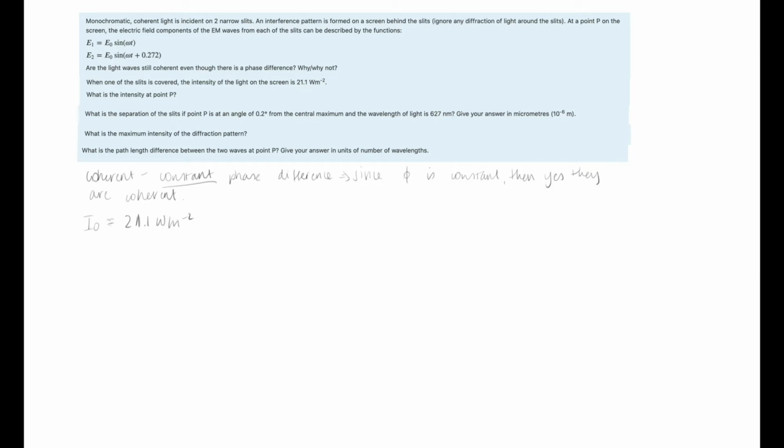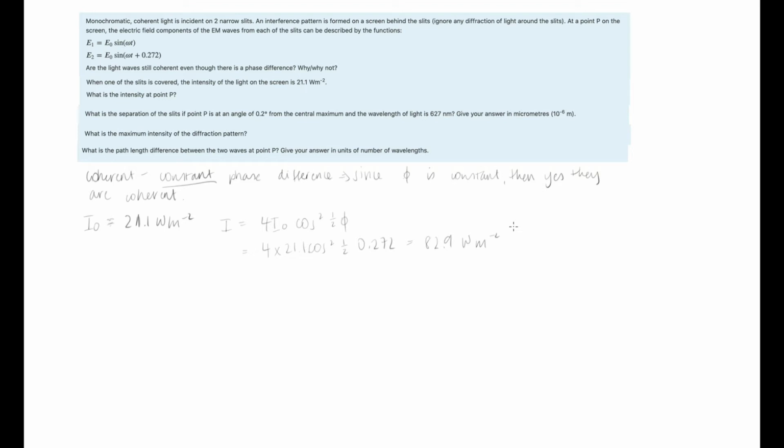Okay, we want to know, well, what is the intensity at point P? So we have an equation for this. Our equation is I equals 4I naught cos squared half phi. So therefore we can just sub everything in. 4 by 21.1 times cos squared half phi. So our phi is 0.272. And then when we do that, we get something along the lines of 82.9, to three significant figures, watts per square meter. So that's the answer to that part.